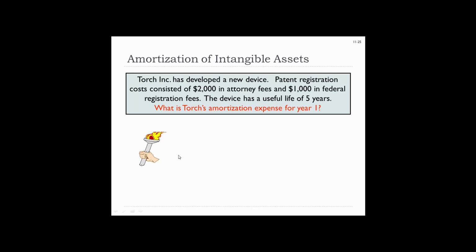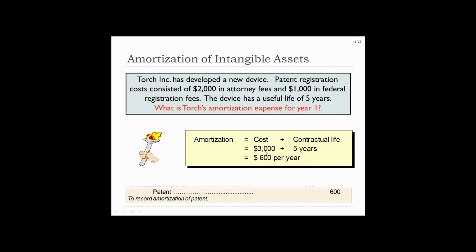So Torch developed a new device. Patent registration costs consisted of $2,000 in attorney fees and $1,000 in federal registration. The device has a useful life of 5 years. What is the amortization expense for year 1? So cost divided by contractual life, or $3,000, add these two together, divided by 5, $600 per year. So debit amortization expense, credit patent.